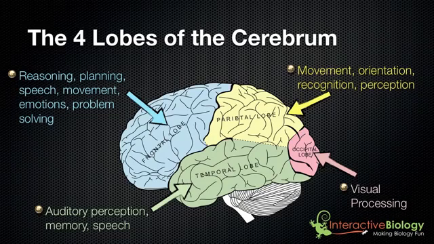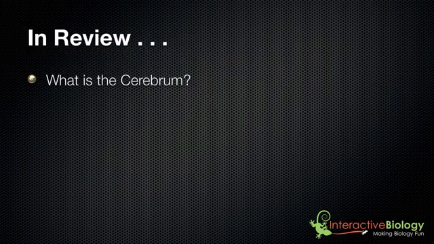So as you can see, there are a bunch of intellectual functions that are being controlled by the cerebrum of the brain, and we have a general idea now of what regions are involved in what types of processing. So in review, we've answered the question, what is the cerebrum? And then we looked at the four lobes and we spoke a little bit about their function.